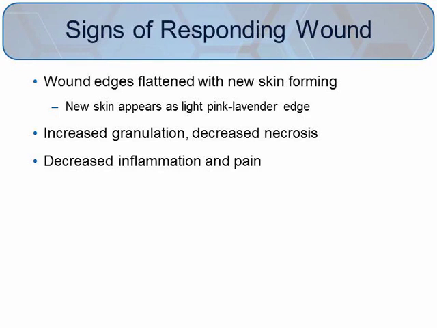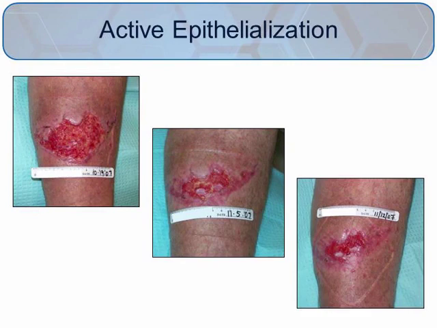Now, the signs of a responding wound, where you know that you're on the right path, is the wound edges are flattened with new skin forming, and that new skin appears as a light pink to lavender edge versus the wound that has a rolled, non-proliferative edge. You may see increased granulation tissue, decreased necrosis, and then decreased inflammation and pain. So this is a patient showing active epithelialization, where you can see over about a month's period, you have that nice pink lavender epithelium at the edges are flattened, and you're on the right path.